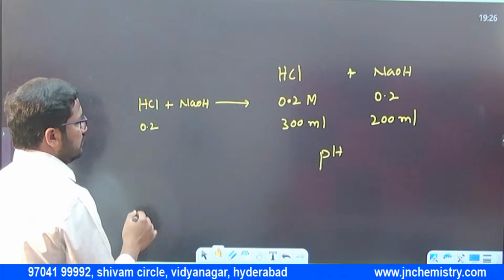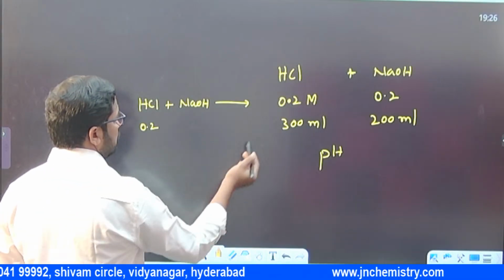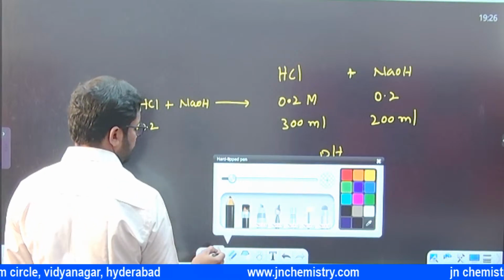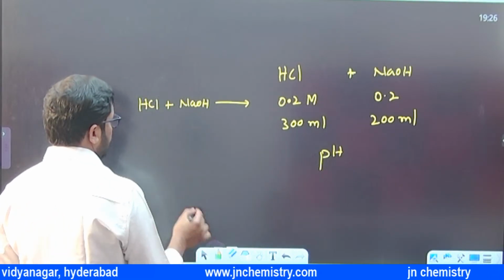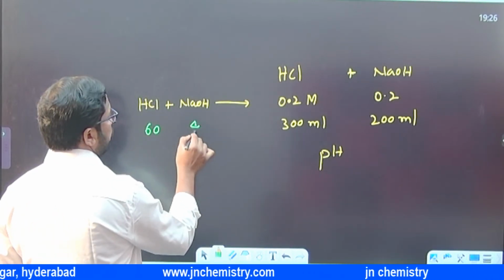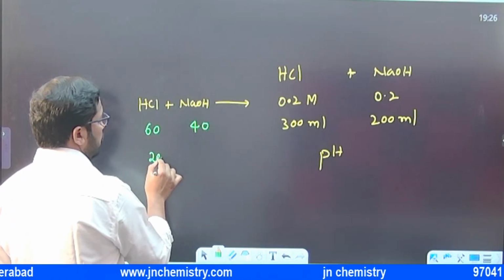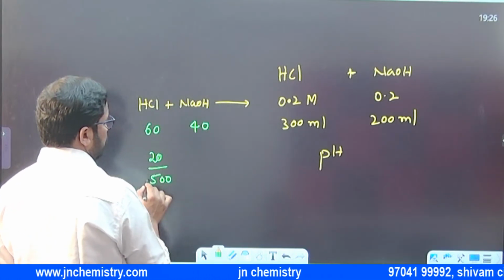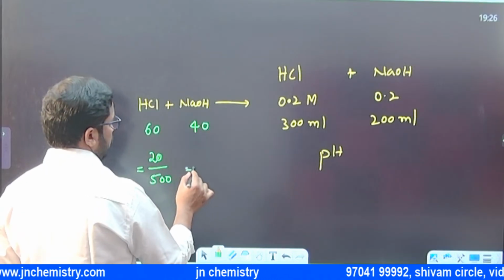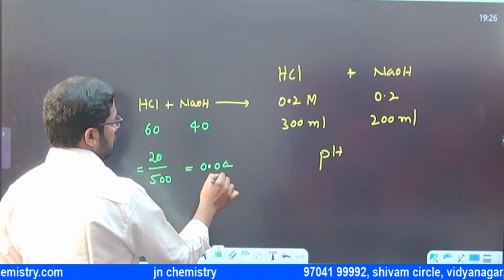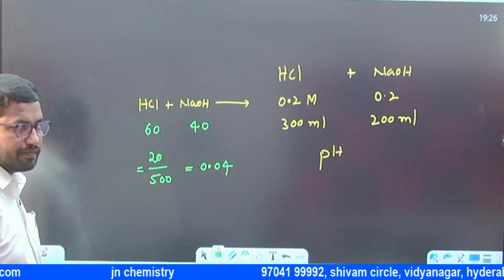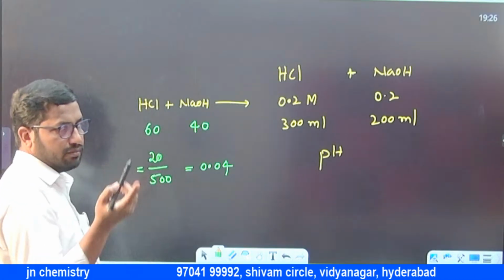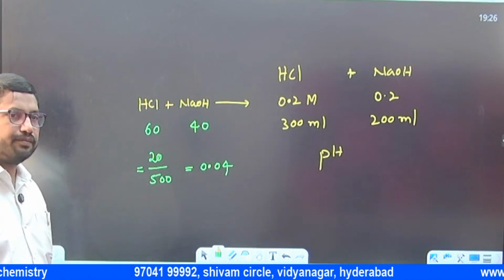How much do we get here? 0.6 times 100 ml, 60 millimoles, right? 60, 40, 40, 40, 20, 20 by 500, 0.04.